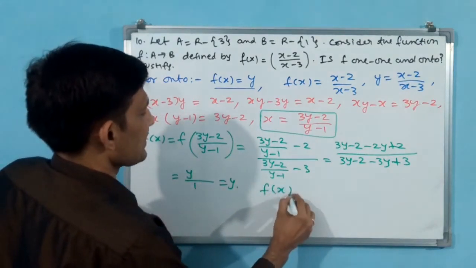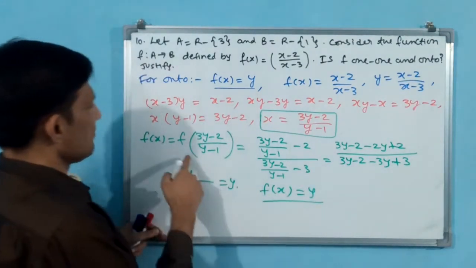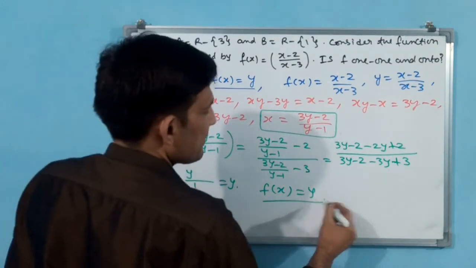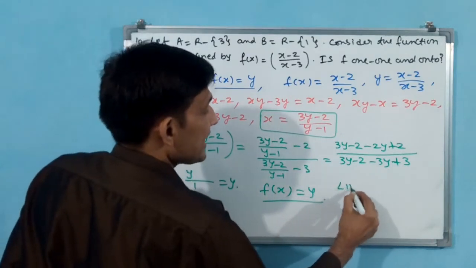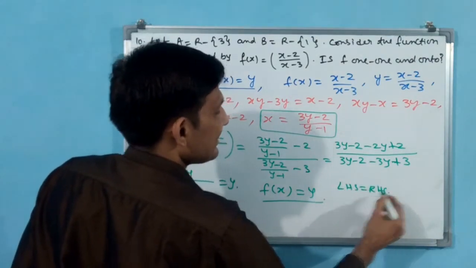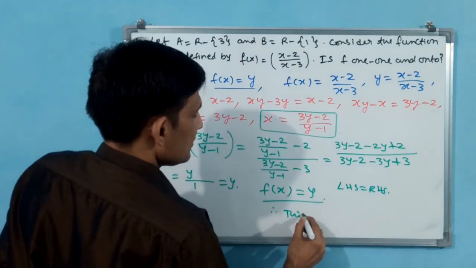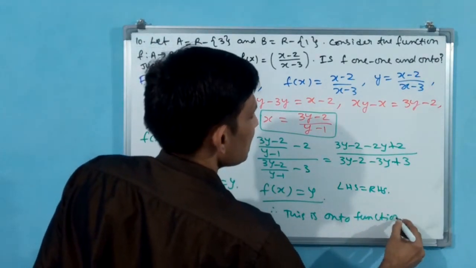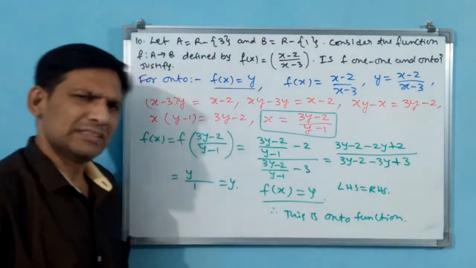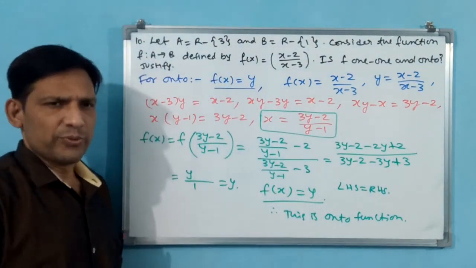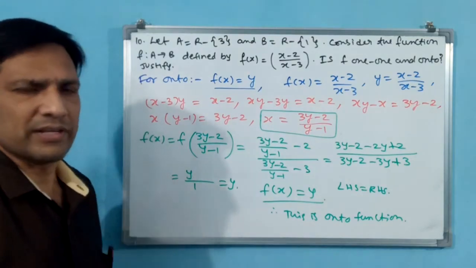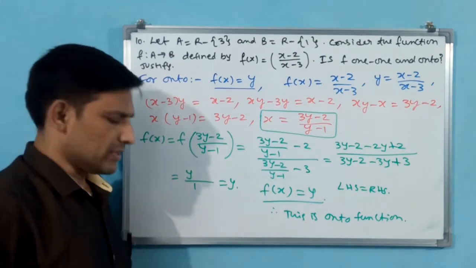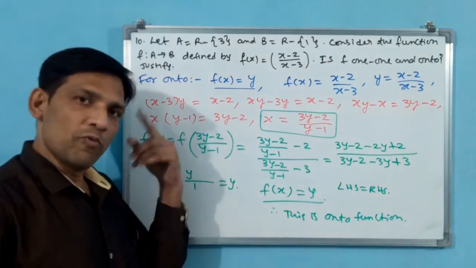Now f of x is equal to y has come. See, this is x only. Now f of x is equal to y. Finally, ultimately y has come. Now you write LHS is equal to RHS. Therefore, this is onto function, or the f is onto function, or surjective. Earlier one injective, you know very well. Finally, this is bijective, that also you can write. Okay. Now we go for 11th question.